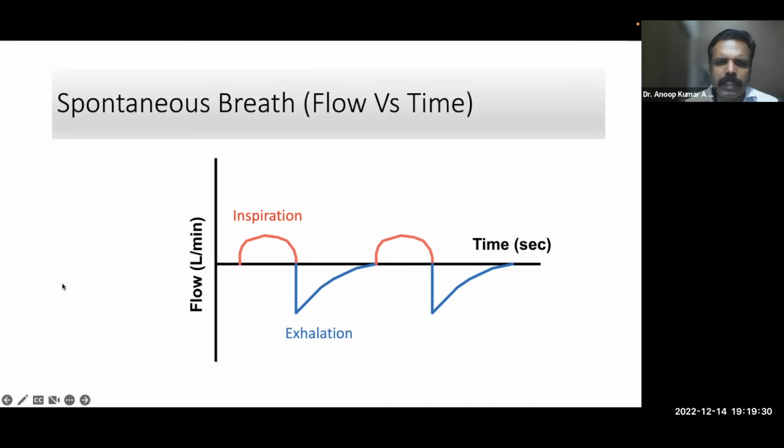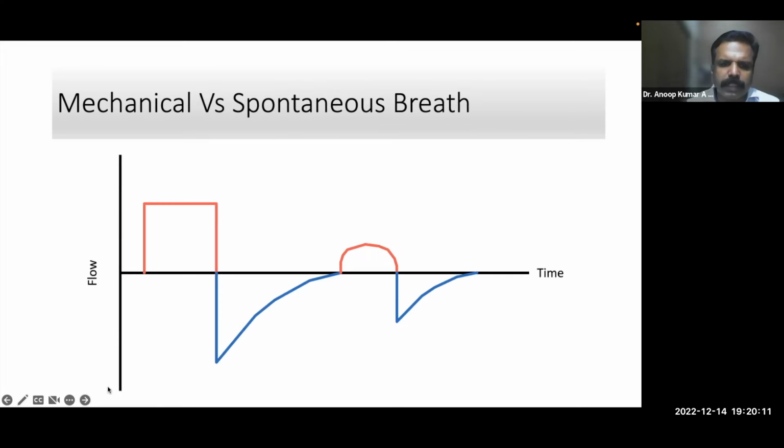Now coming to the spontaneous breath versus the mechanical breath. Here you can see we have an inspiration and an exhalation. So this is the flow time scalar. Here you can see there is always a positive deflection, or a positive flow, during inspiration, and there is the passive part of exhalation, which will be a negative deflection. This is as far as the spontaneous breath is concerned.